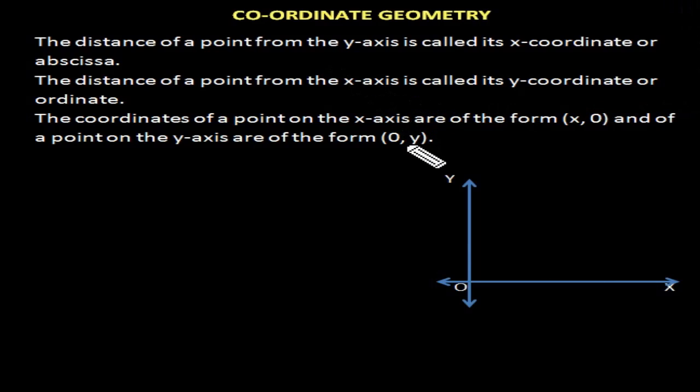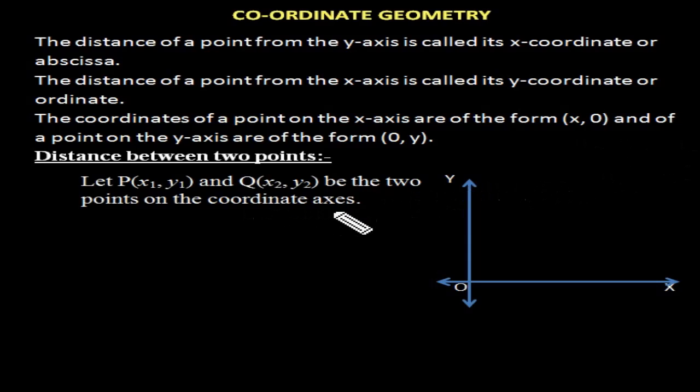Now let us move to our grade 10 portions, that is, to find the distance between 2 points when their coordinates are given. I am going to take 2 points P and Q on the coordinate axis. The point P I am taking as x1, y1, and the coordinate of Q we are taking as x2, y2. When I join the points P and Q, I will get a line segment. Now we have to find the length of this PQ. Length is nothing else but the distance.